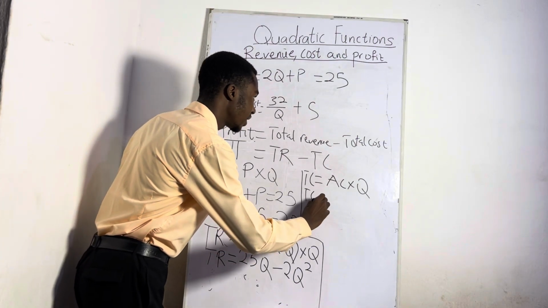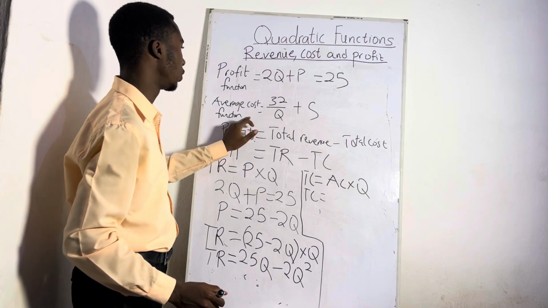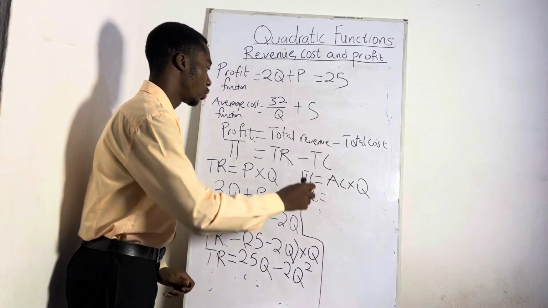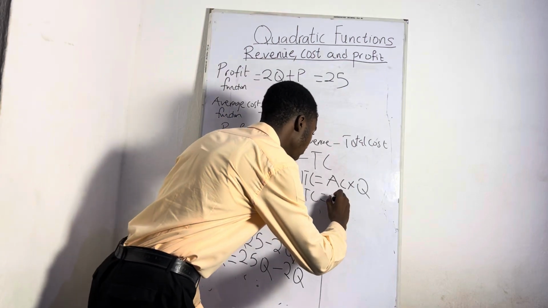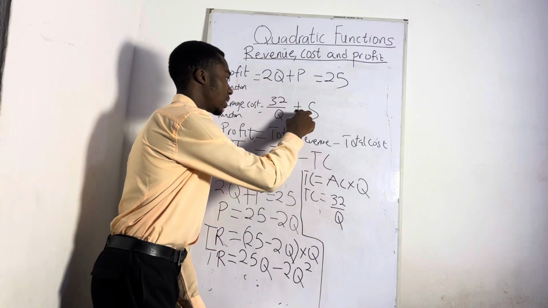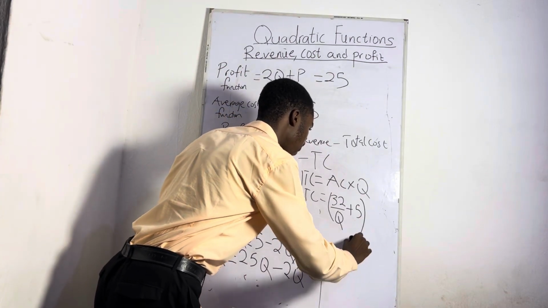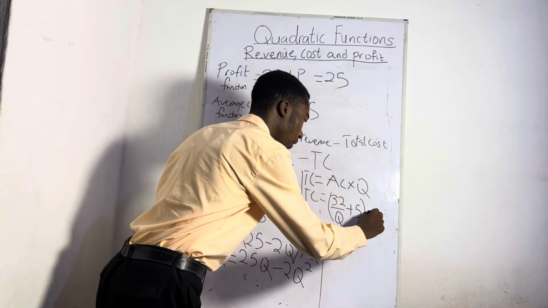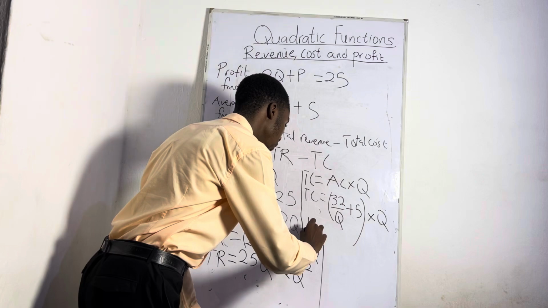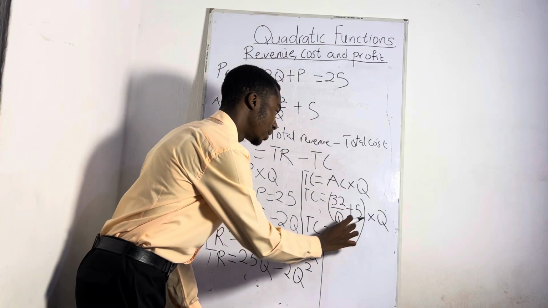So if total cost is equal to average cost times the quantity, what is our average cost? The question gave us our average cost function to be 32 over Q plus 5. So that's our average cost, 32 over Q plus 5, times the quantity. Don't forget, times the quantity. So now my total cost is equal to 32 over Q times this Q.